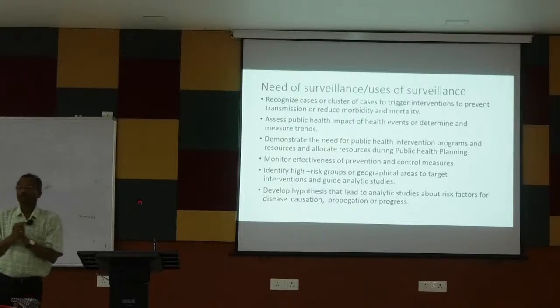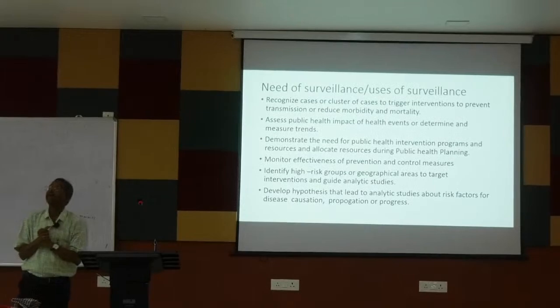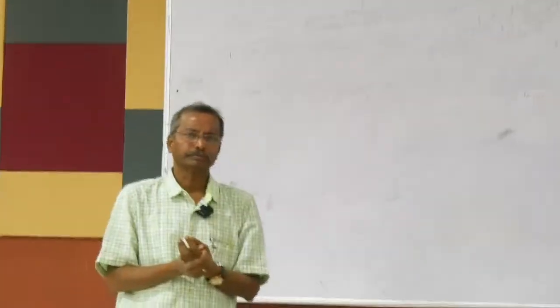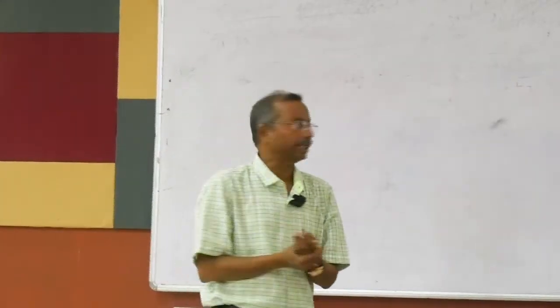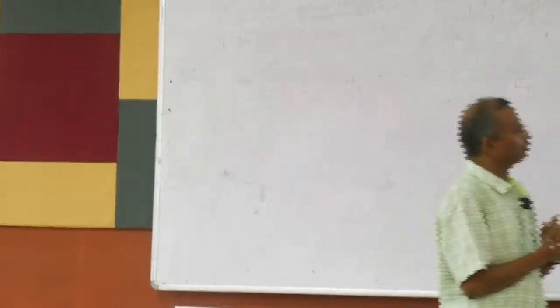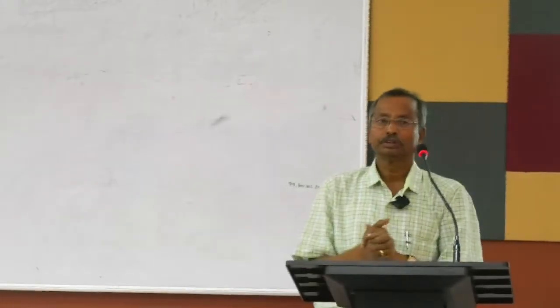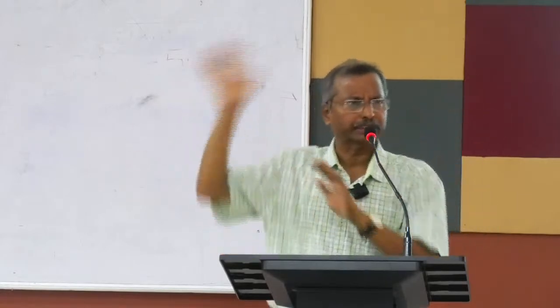we have to recognize the cases, and what for will we take an intervention program? To prevent as well as control the diseases, to reduce the transmission of diseases or to arrest the spread of disease, and also in the long run to reduce morbidity and mortality. Perhaps you know morbidity and mortality are different.